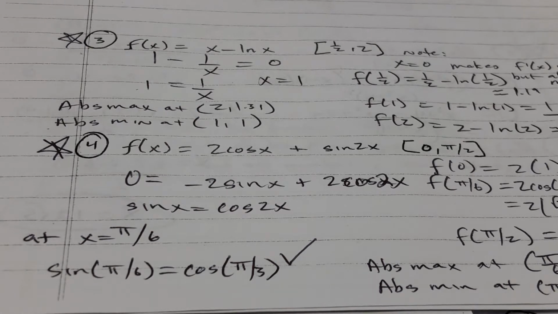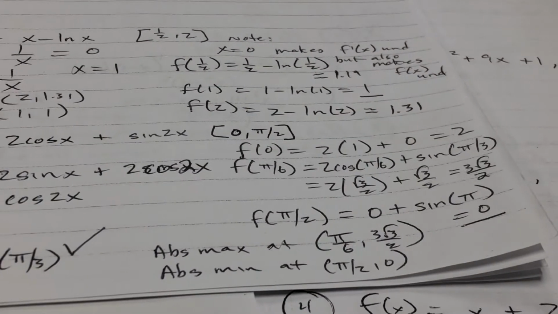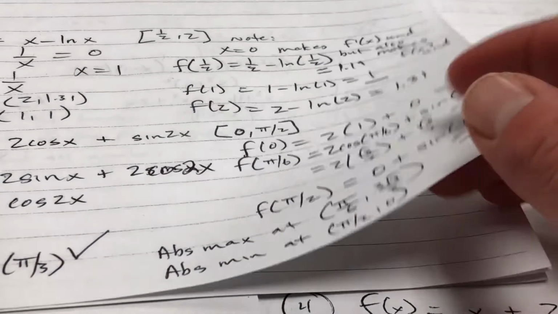You can try plugging in pi fourths for x, plugging in pi thirds for x. You do not get the statement of equality. So f of 0, f of pi over 6, my critical number, and f of pi over 2. You can see the work. I have an absolute max at pi over 6 comma root 3 plus root 3 over 2, or 3 root 3 over 2, and an absolute min at pi over 2 comma 0. I'm pretty sure we did this in our notes. But that's how you handle 4.